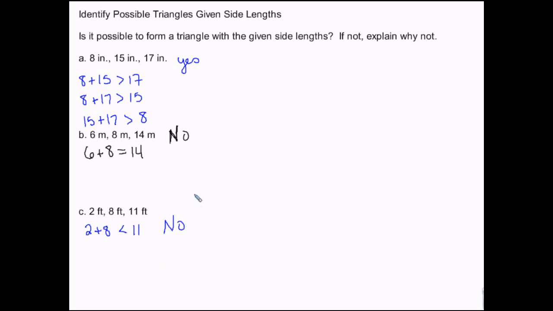If you always start with the two smallest sides and add those together, it'll eliminate the need to check the others, because if one of them is a no, it'll be those two smallest sides. Because if you look at this, 8 plus 11 is greater than 2, and 2 plus 11 is greater than 8. It's just that 2 plus 8 is not greater than 11. Does that make sense?